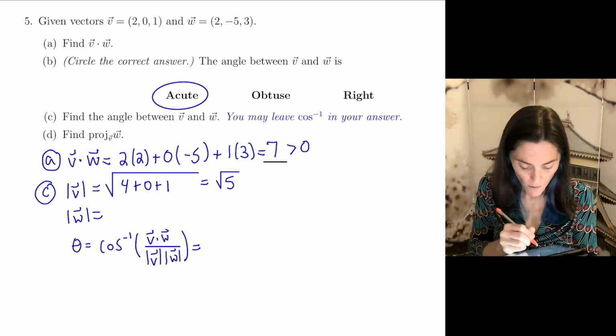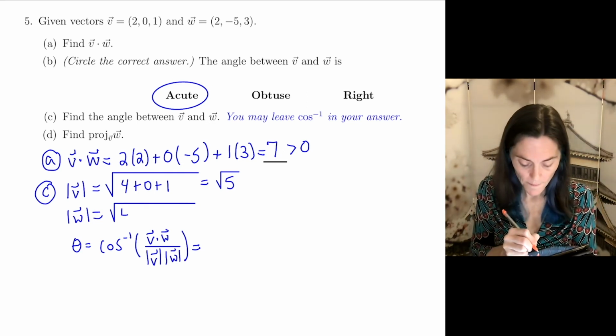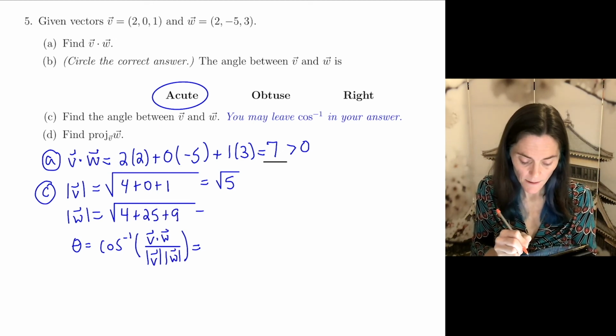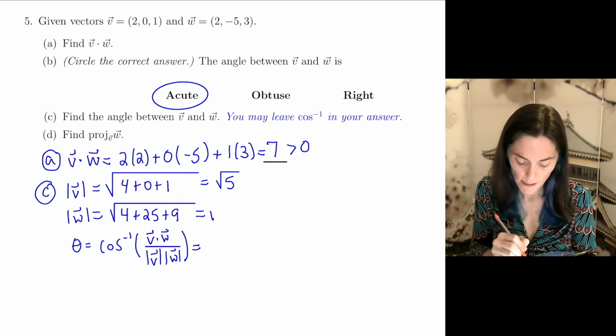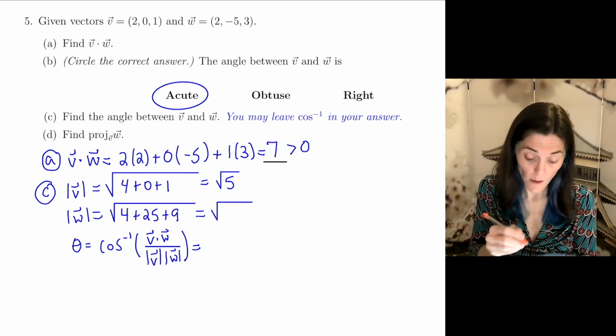Length of W, we take the square root. This would be 4 plus 25 plus 9. This is the square root. Let's see, we have 34 plus 4. This is square root of 38.